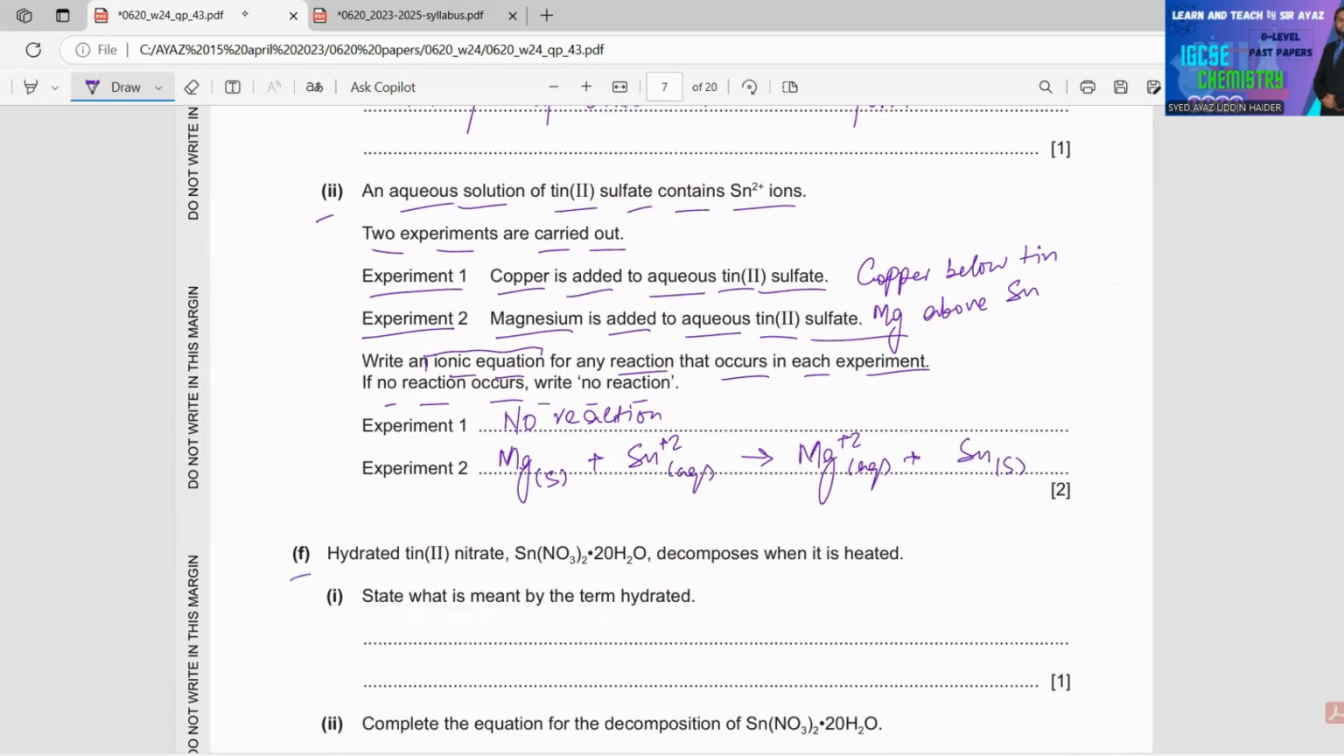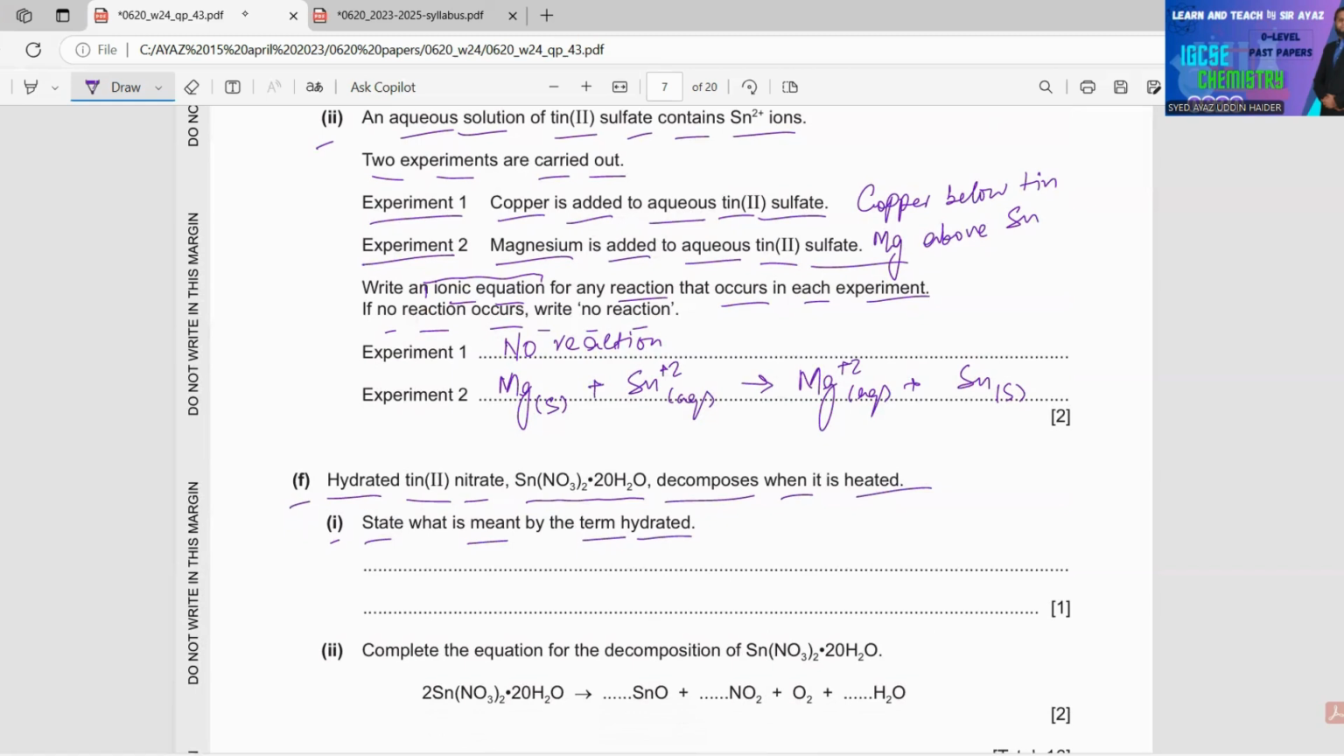F. Hydrated tin(II) nitrate, Sn(NO3)2 dot 20H2O, decomposes when it is heated. 1. State what is meant by the term hydrated. Now in this, water is chemically combined with the substance.